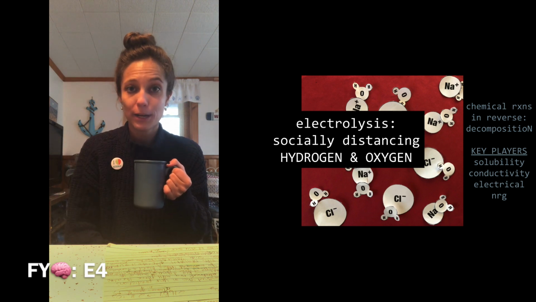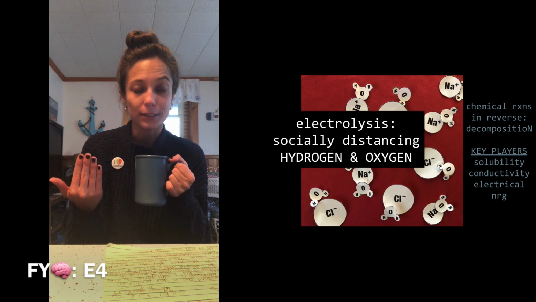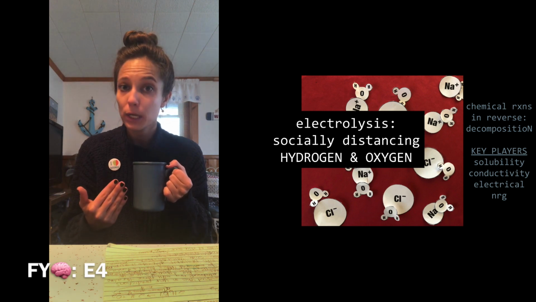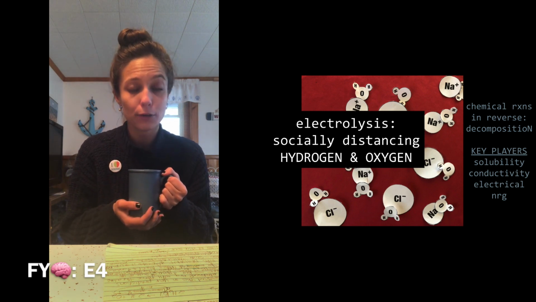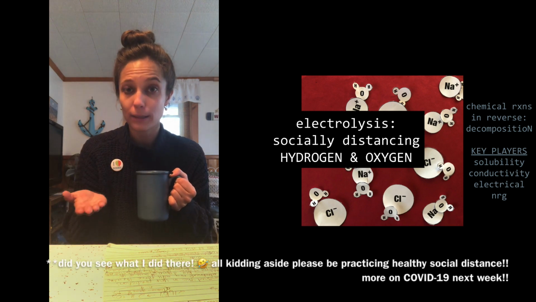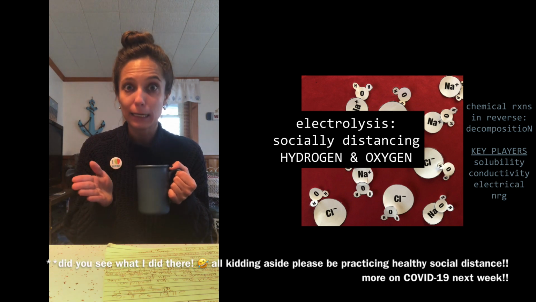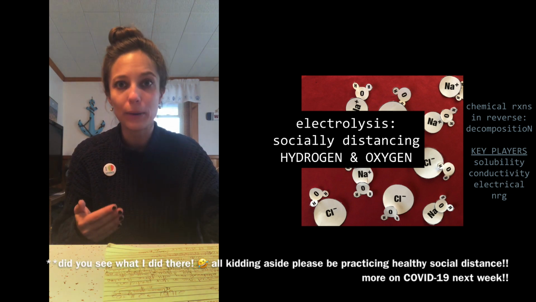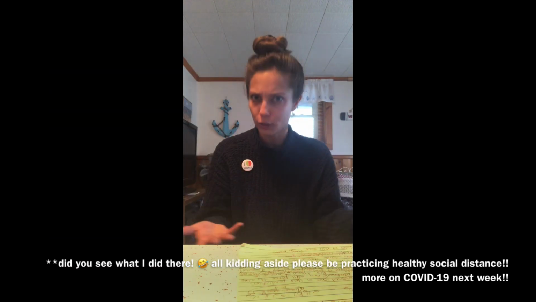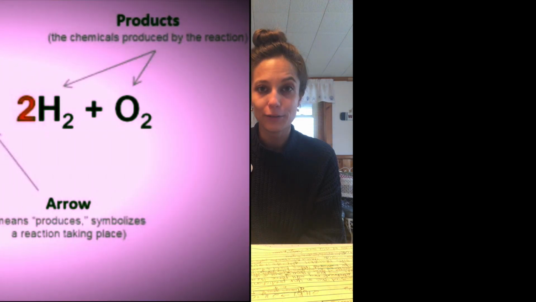Today we're going to be doing kind of a weird chemical reaction, or there's going to be a few chemical reactions taking place. I call this one socially distancing hydrogen and oxygen. That's because we're actually going to take water, typically a product or part of a product for us, and split it into its atomic parts. We're going to break it up into hydrogen gas and oxygen gas using a little help from a battery, the energy from our battery.